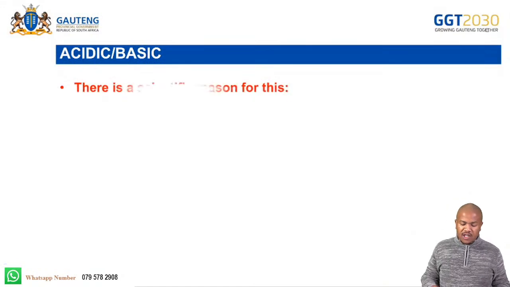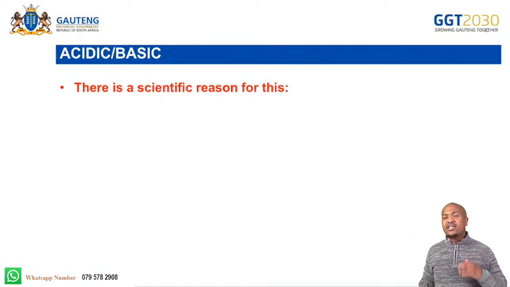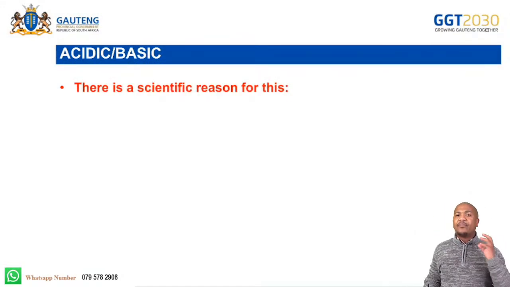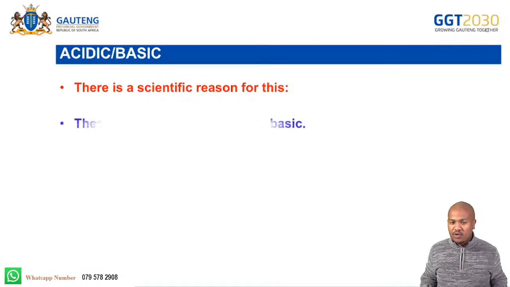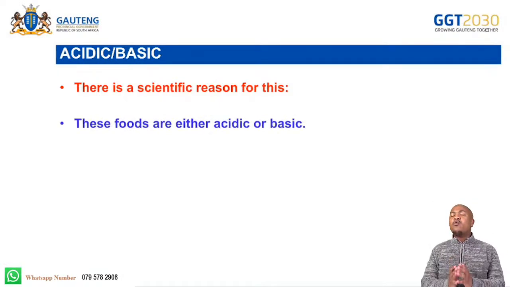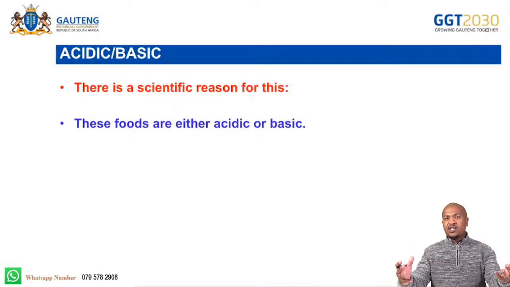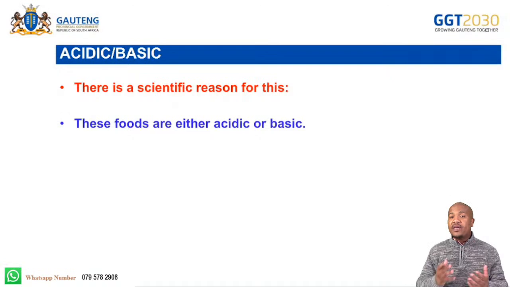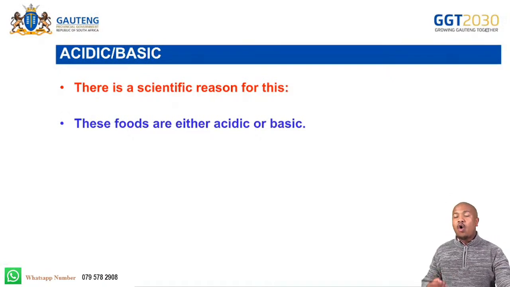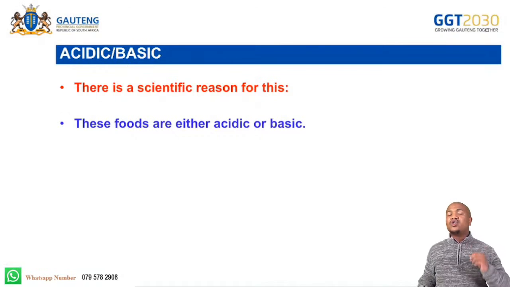There is a scientific reason for us having bitter food and sour food. This is because foods can either be acidic or basic. So when testing for pH value, the foods can be either acidic or basic. That's why sometimes the food is sour, bitter, or sweet: they are either acidic or basic.